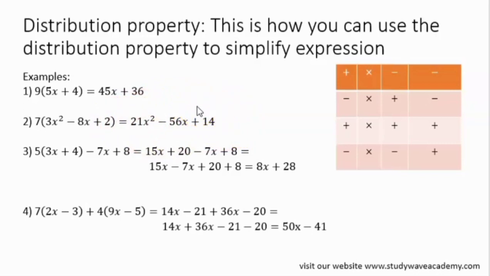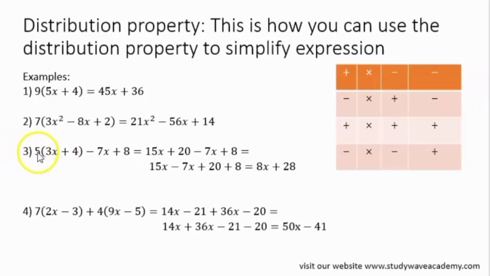Okay, now let's move on to our next question. Number 3, 5 bracket 3x plus 4 bracket close minus 7x plus 8. Our first step is to do what? Use the number outside the bracket to multiply the numbers inside. We are doing this action to remove the bracket.